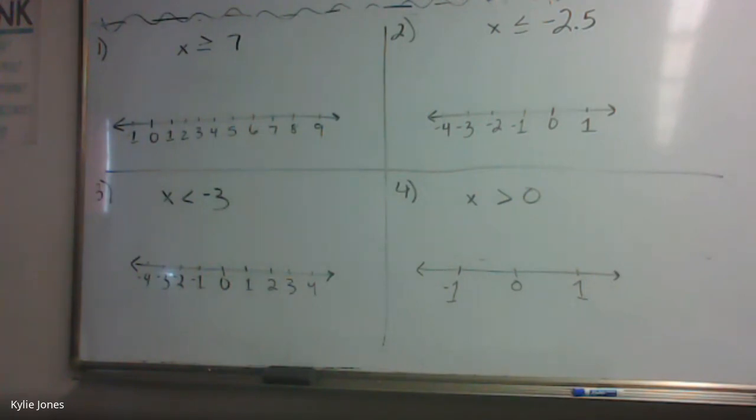Wait, can there be a negative 0? No, 0 is right in the middle of the negative numbers and the positive numbers. Isn't 0 not a number? 0 is a number, it's just not negative and it's not positive. It just kind of cuts the negative and positive in half, so one side of the 0 is negative, one side is positive.